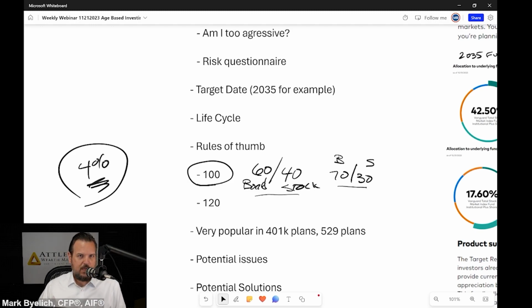4% may be too high for you. It's all very, very individualized. So the danger of these rules of thumb, whether it's the rule of 100, and I have 120 here because there's now a thought that with longevity, maybe this should be the rule of 120. So subtract your age from 120, and that's how you get your mix of stocks versus bonds. Well, that may not make sense either, depending on your situation, your risk tolerance, and your needs. And we're going to talk about that in a minute.